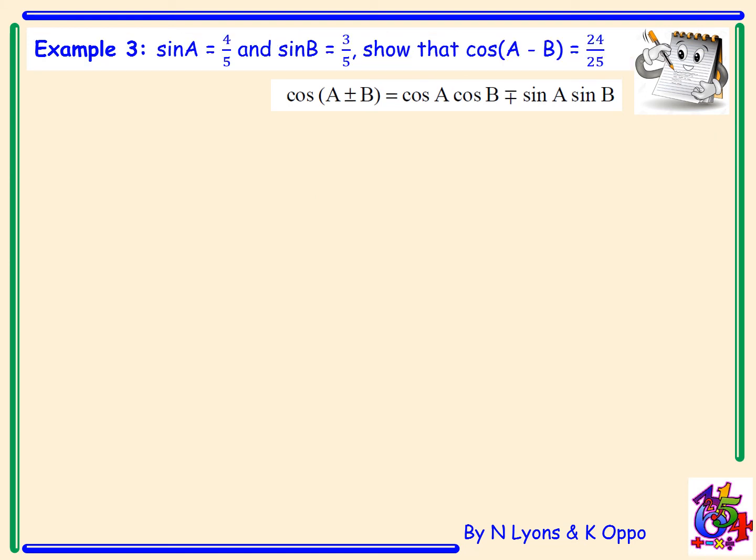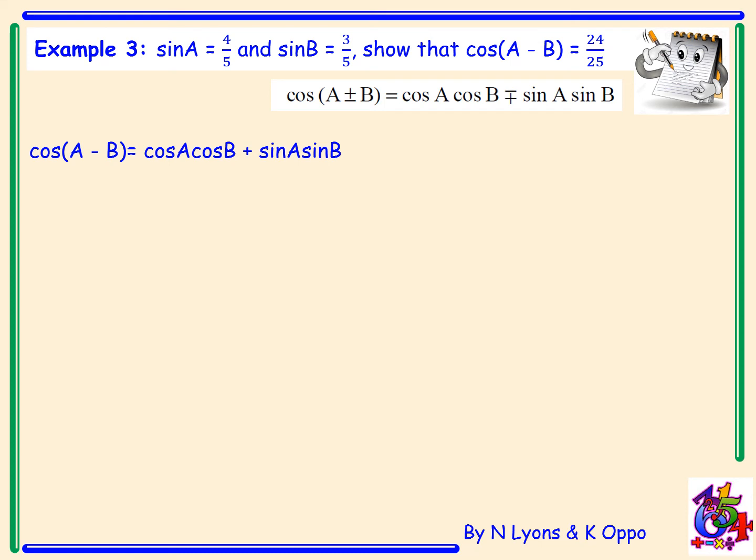Example 3. Sin A is 4/5 and sin B is 3/5. We have to show that cos of A minus B is 24 over 25. So first of all, we need to pick the correct compound angle expansion. So cos of A minus B is equal to cos A cos B plus sin A sin B. Remember to carefully copy this from your formula sheet.